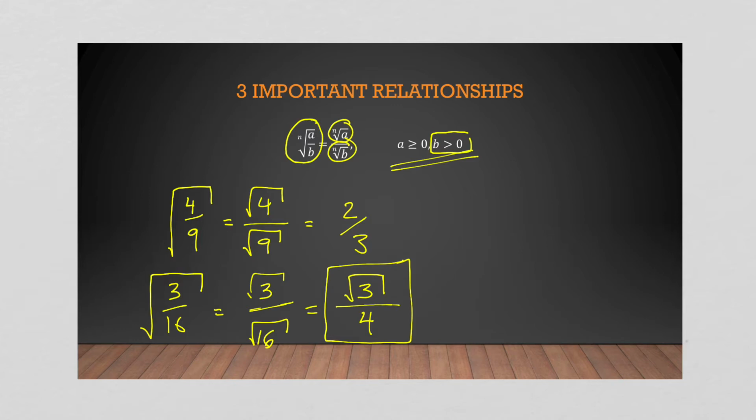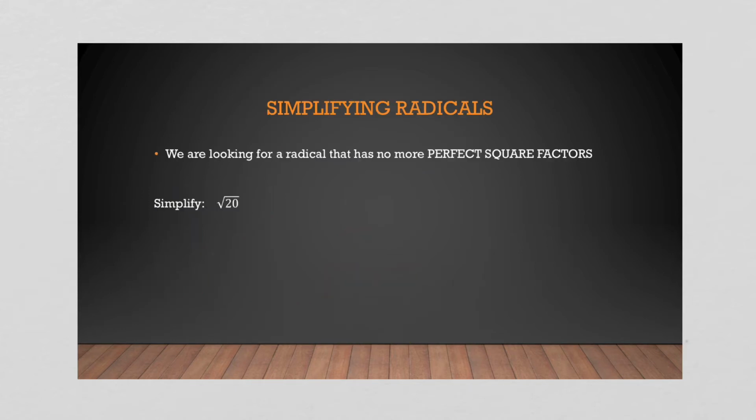So let's do a few examples. We're looking for perfect square factors, and here we have 20. Well, I know that 20 is 4 times 5, and 4 is a perfect square. Awesome. 2 root 5. Done.